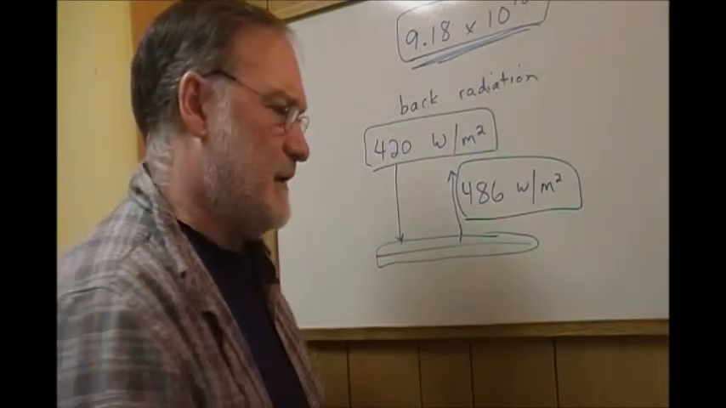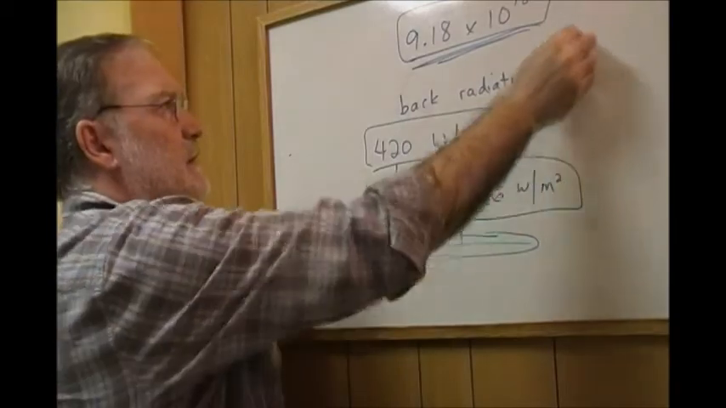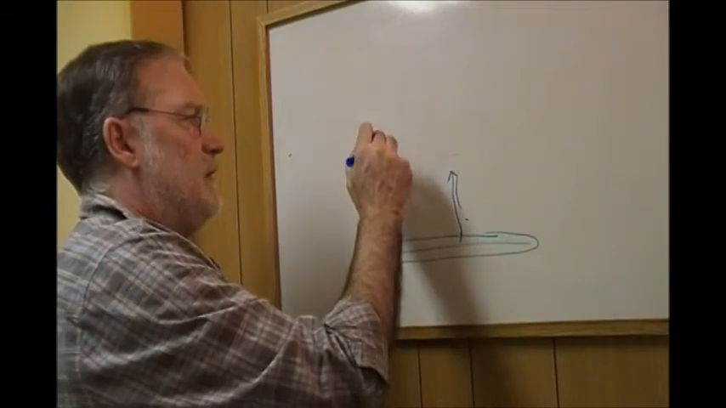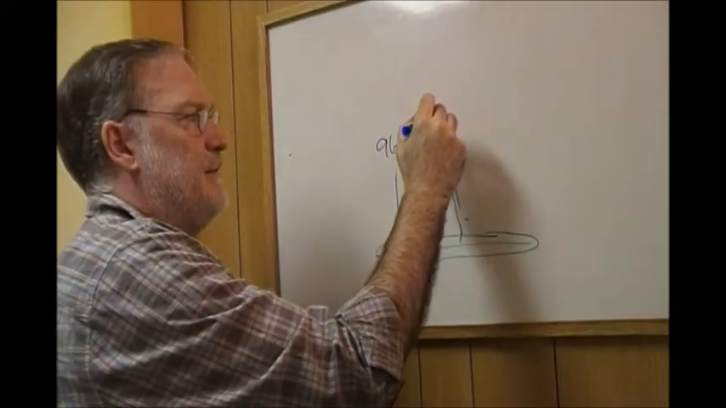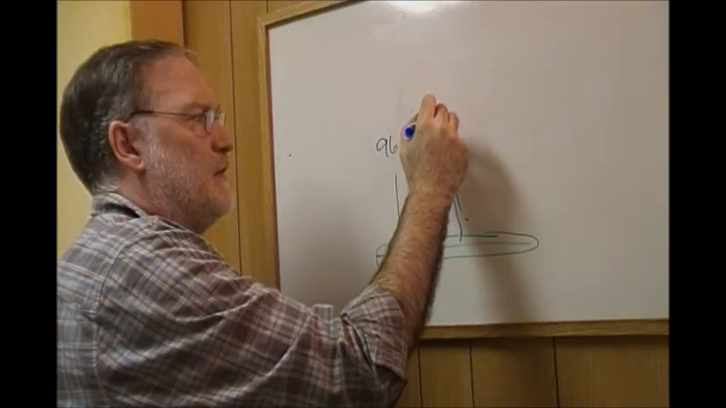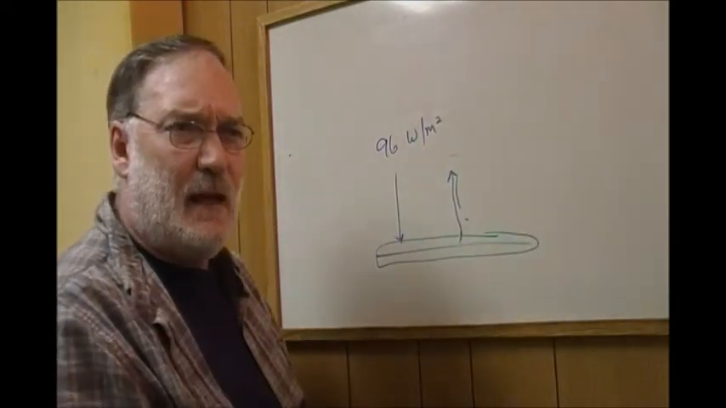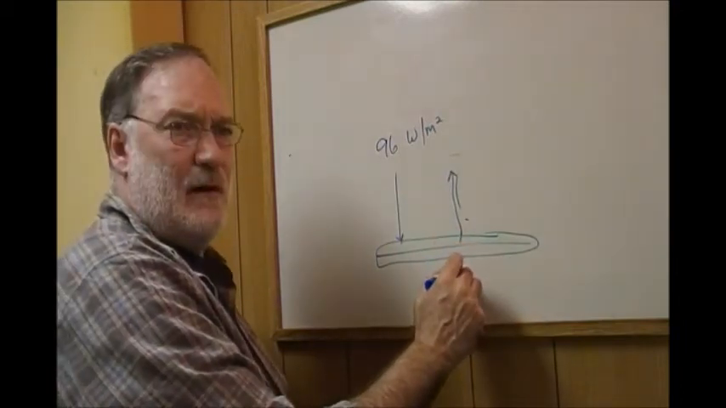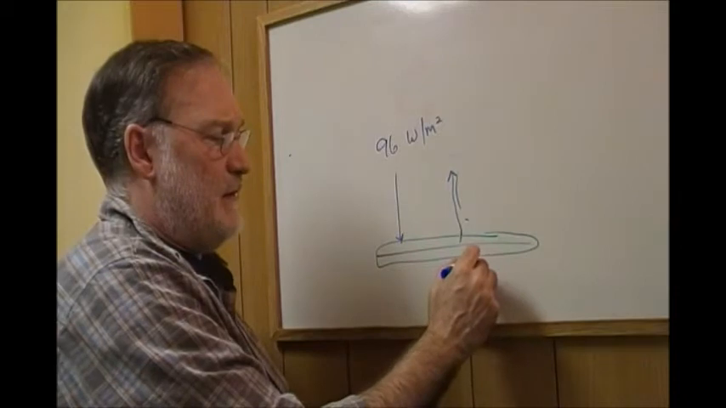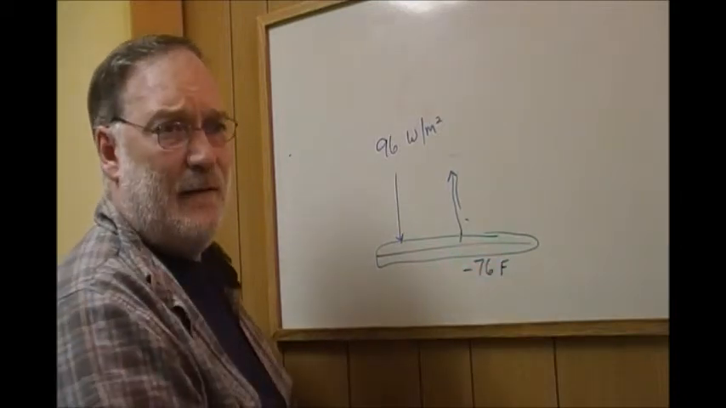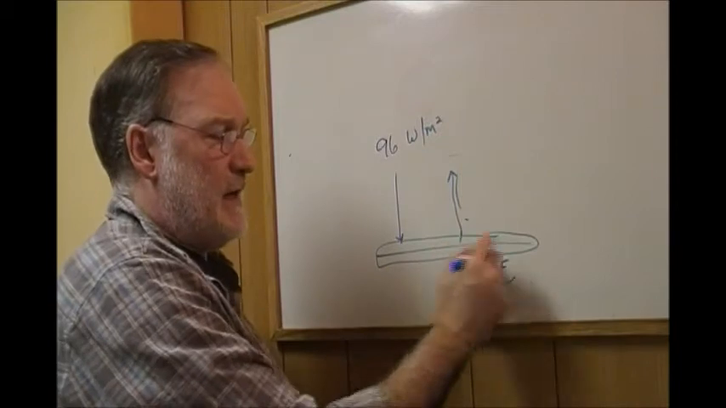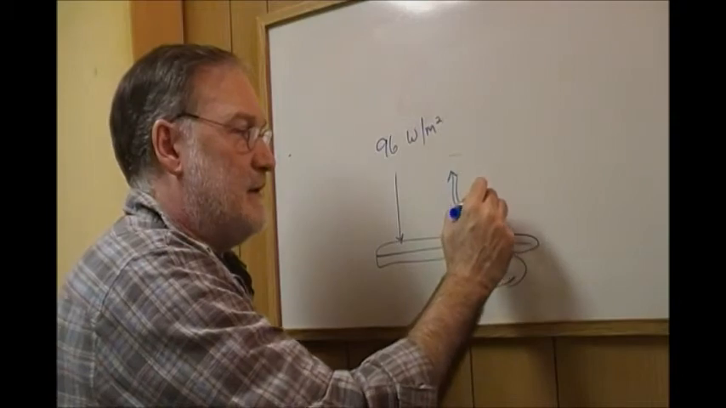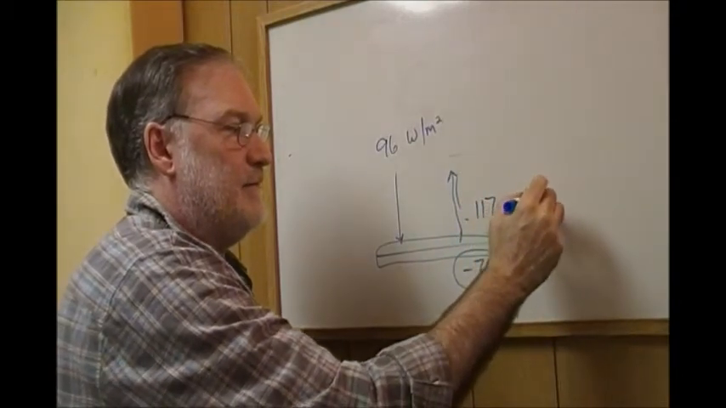The lowest amount of back radiation they found was at the South Pole. It was 96 watts per square meter. All right, watts per square meter at the South Pole. And the lowest average ground temperature there is about -76 Fahrenheit. And when that lowest average ground temperature is giving off radiation, that's 117 watts per square meter.